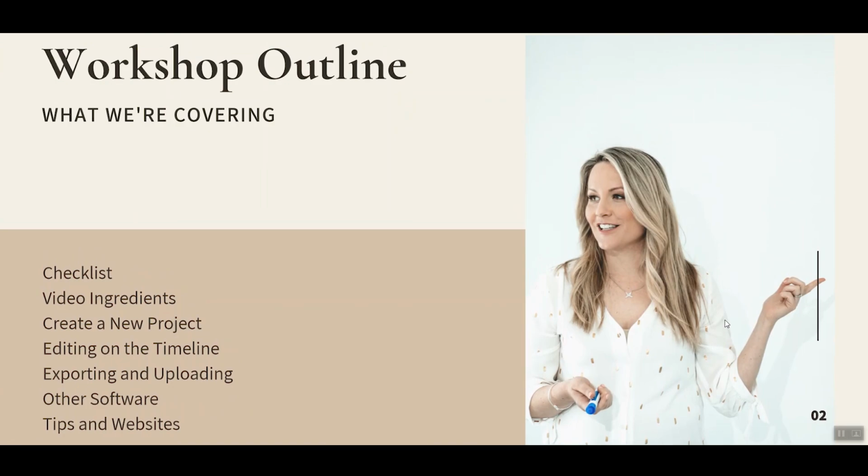So here's just a summary of the things we'll be covering across the 3 videos. First, we'll start with a checklist of what you'll need for this course. Then we'll look at the video ingredients that make up video editing. Then we'll look at how we create a new project with Microsoft Movie Maker. Then we'll start to get into the nitty-gritty of editing on the timeline, trimming clips, moving them around, adding titles.